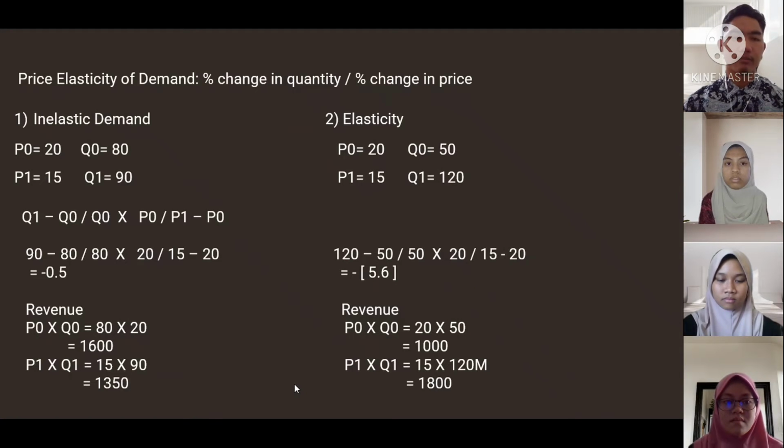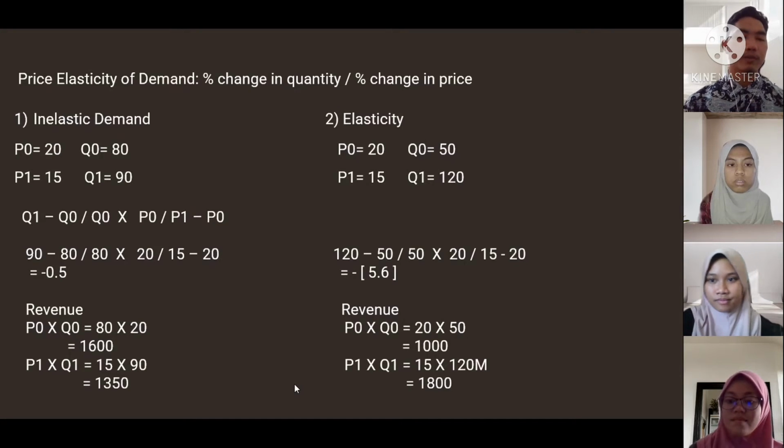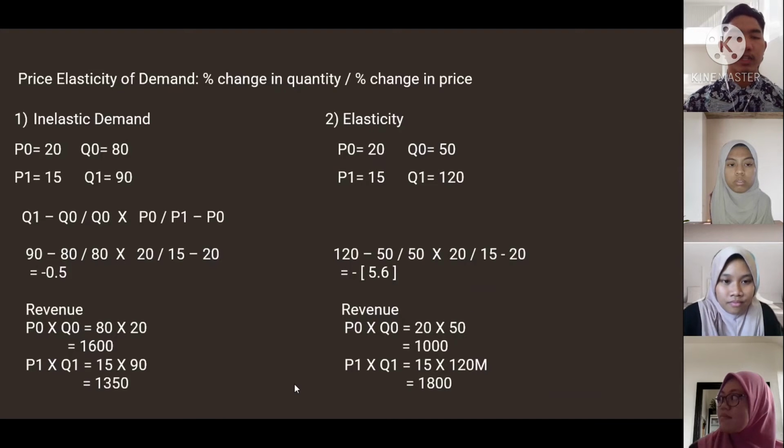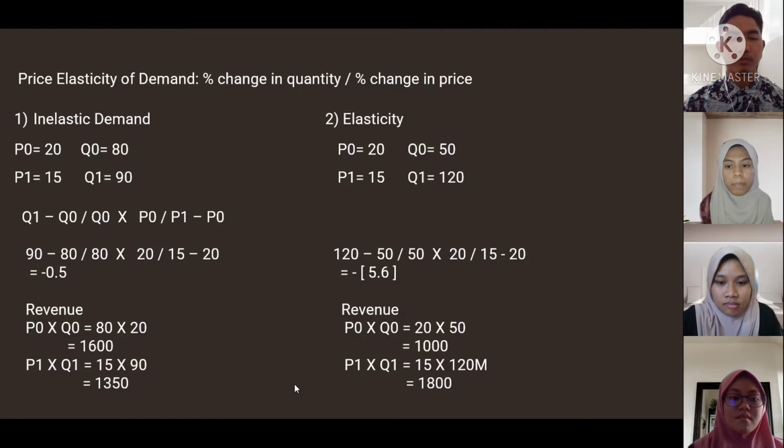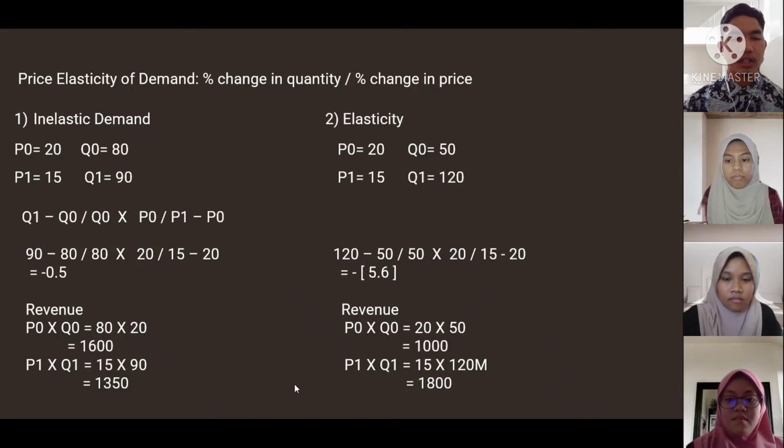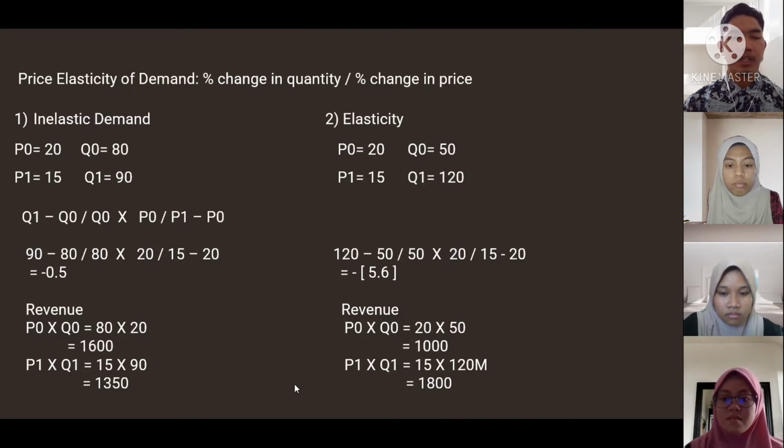Price elasticity of demand is the percentage change in quantity over the percentage change in price. Firstly, for the first product: P0 equals 20, P1 equals 15, Q0 equals 80, Q1 equals 90. The formula is Q1 minus Q0 divided by Q0, multiplied by P0 divided by P1 minus P0. That is 90 minus 80 divided by 80, multiplied by 20 divided by 15 minus 20. The value of price elasticity of demand is negative 0.5.